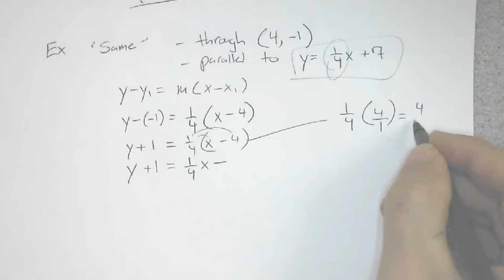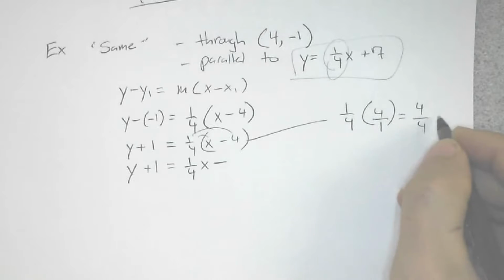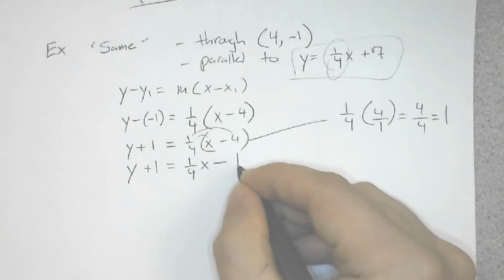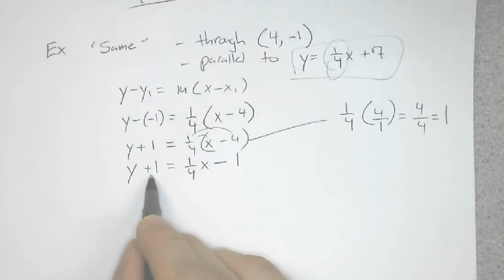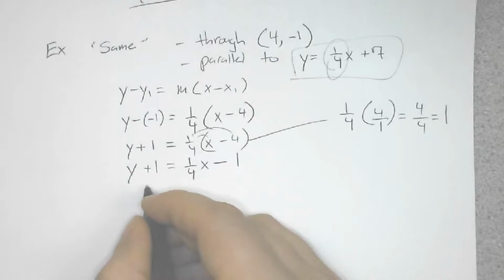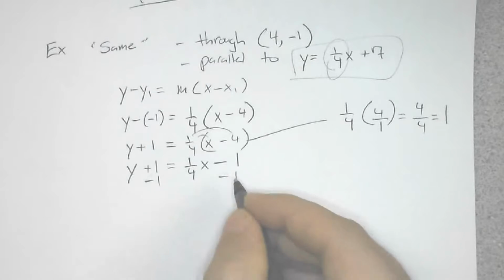1 times 4 is 4. 4 times 1 is 4. Same number on numerator and denominator equals 1 whole. So this becomes -1 here. Now, let's get rid of this plus 1 to get this in proper slope-intercept form. Subtract 1 on both sides.